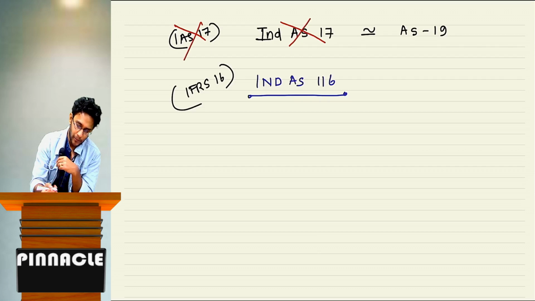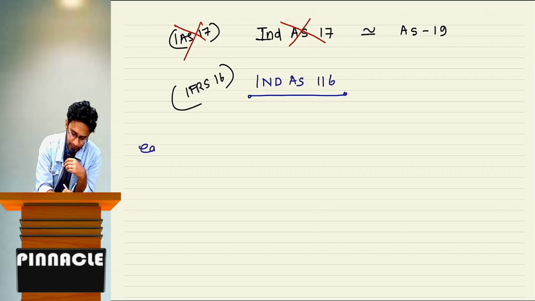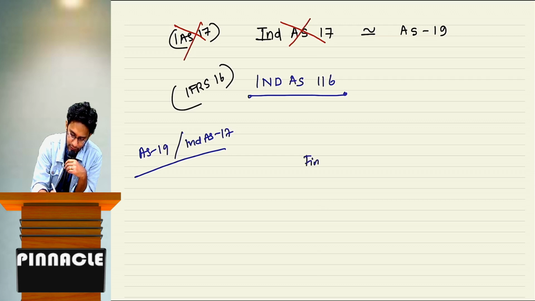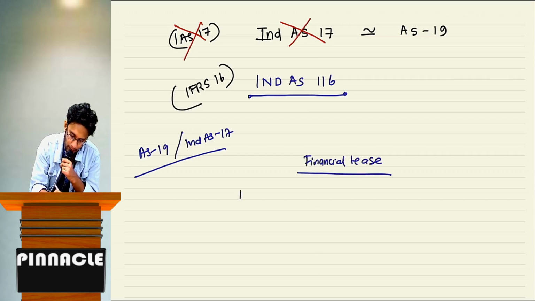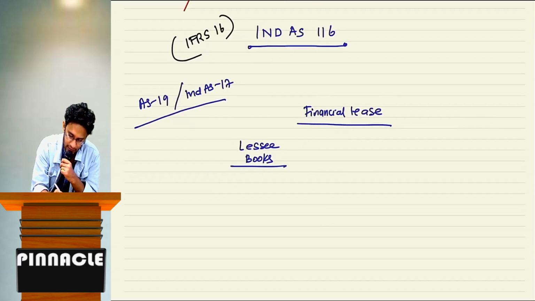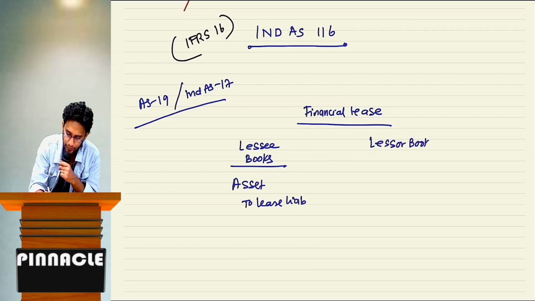Normally earlier, sir, that means in your AS 19 or your IND-AS 17, what we used to do is, leases we used to categorize, sir, into a finance lease and an operating lease. If you call any lease as a finance lease, then in lessee books, we used to capitalize the asset. We used to record the asset and a corresponding lease liability. And in the lessor books, the asset is derecognized.